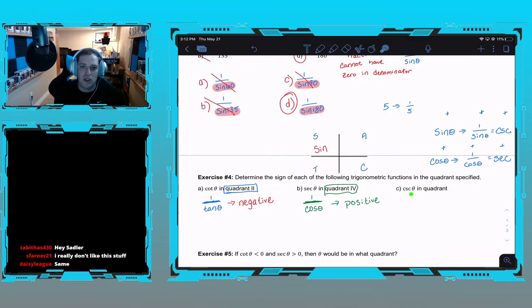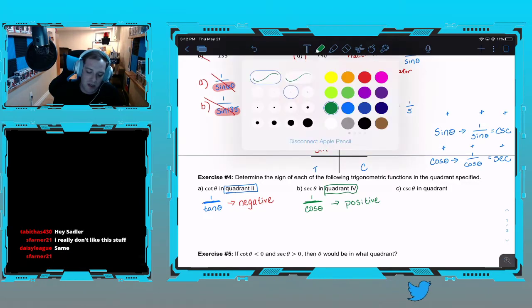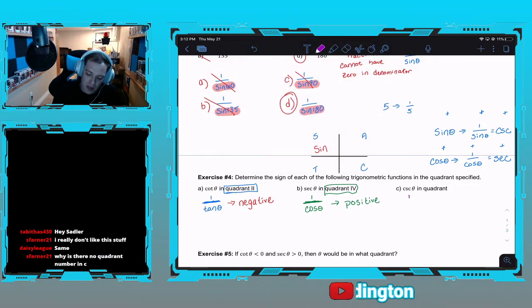The last one is cosecant. So cosecant is the reciprocal, 1 over sine.